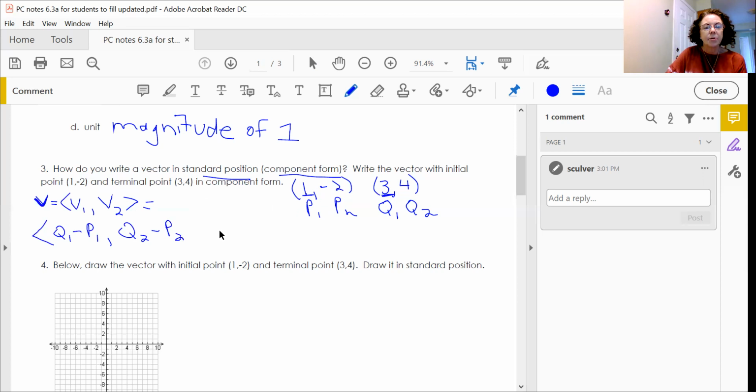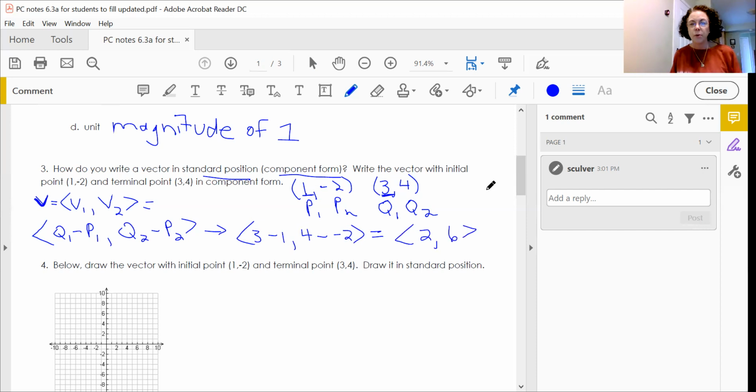So really nice, simple math. So here we go. Q1 is 3 minus P1 is 1, comma, Q2 is 4 minus P2 is -2. And our final vector in component form is 2, 6. So notice a vector in component form only has one point listed, its terminal point, because in standard position, or component form, its initial point is 0, 0.